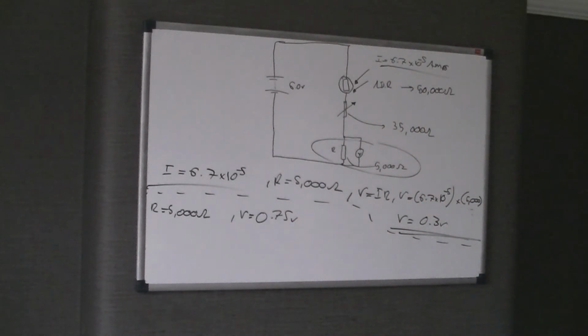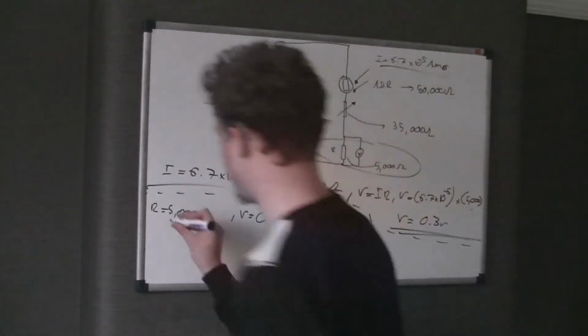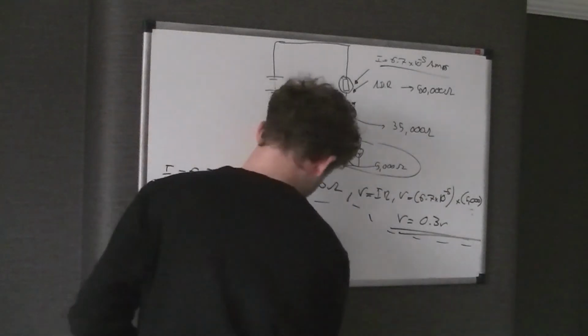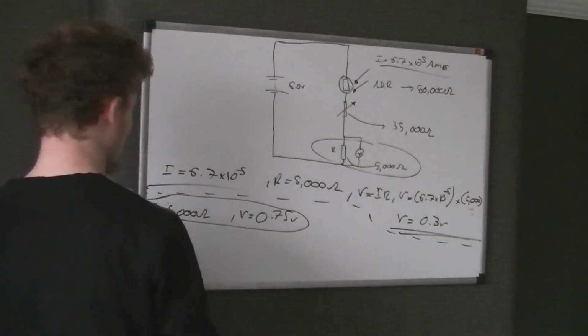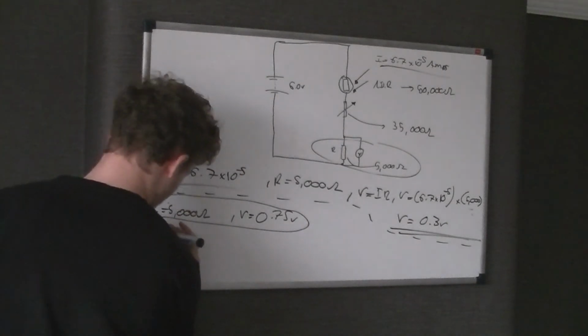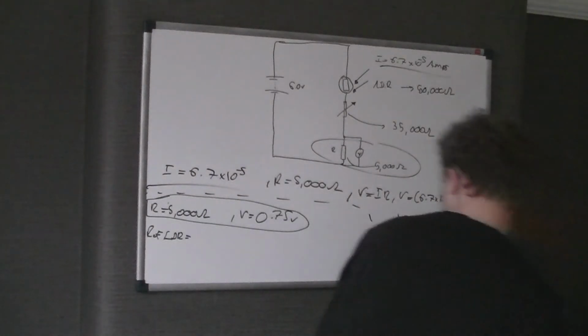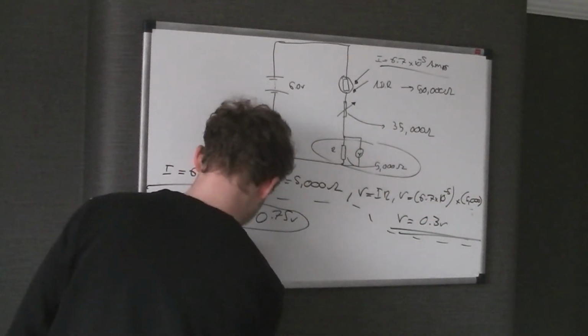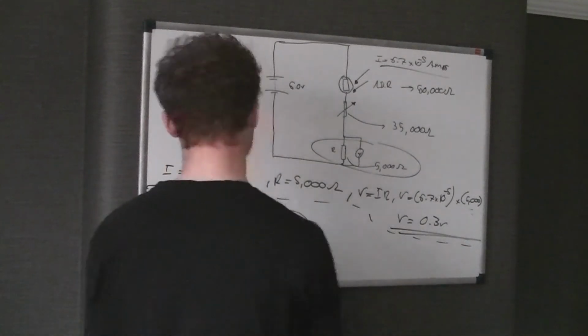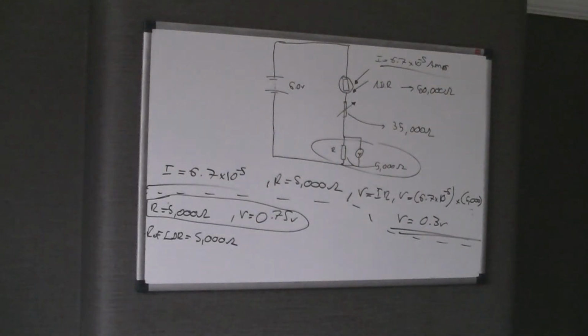The resistance of the LDR at this intensity is 5,000 ohms. That's the resistance of the fixed resistor. The resistance of the LDR, we are told, is 5,000 ohms. And we're asked to calculate the required resistance of the variable resistor in this situation. Okay, so we need to realise what we've got here.